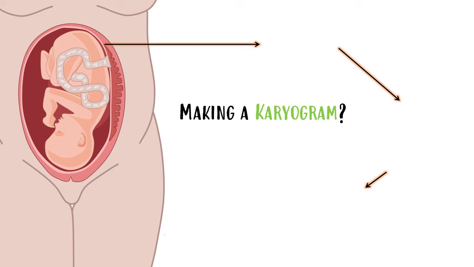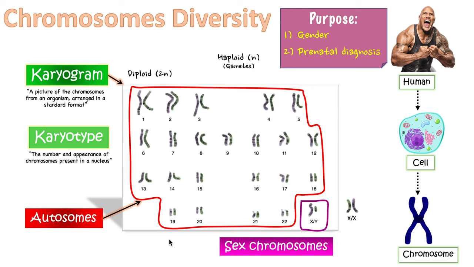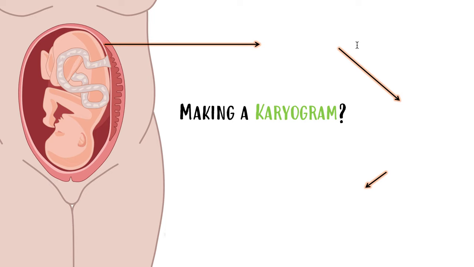Now, how do you make a karyogram? This is very important. How do we make this thing? We just talked about what it is. It's pretty much all your chromosomes arranged from big to small. So it's not naturally like this. Scientists had to arrange it from big to small. I'll show you exactly how that's done just now. And it has two purposes. Now, how do we make one?